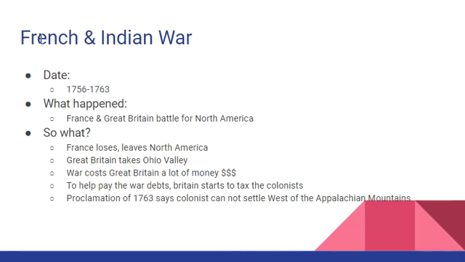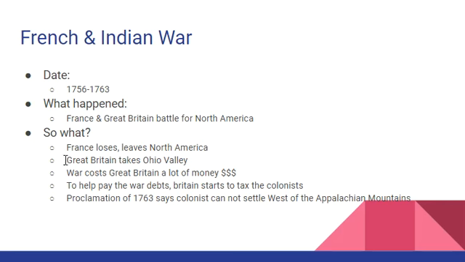First big thing was the French and Indian War. The French and Indian War took place from 1756 to 1763. This was a 7-year war. And what happened is France and Great Britain battle for North America. And so what? Why is this important? It is important because France loses and leaves North America.